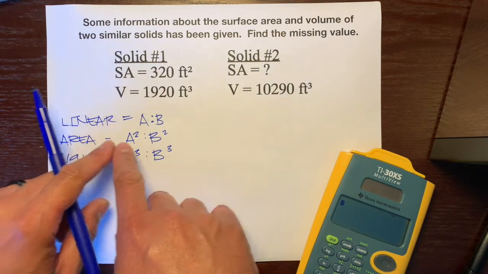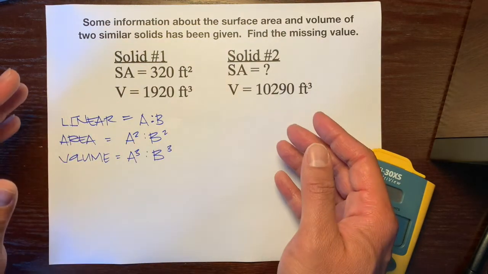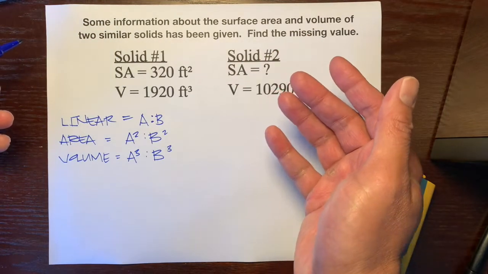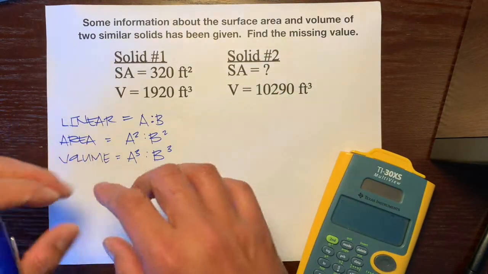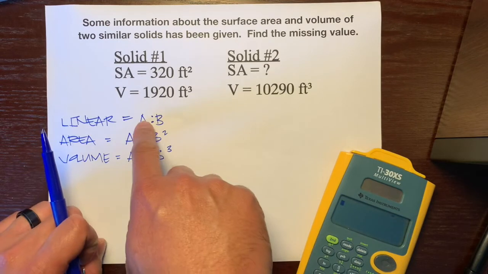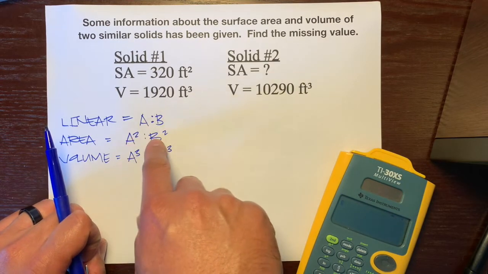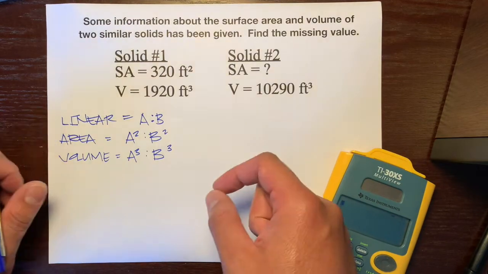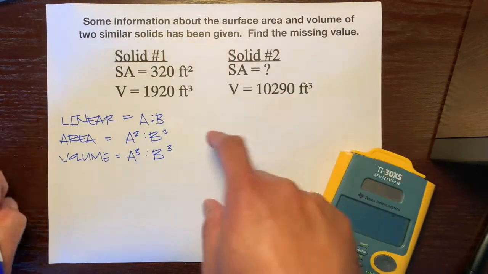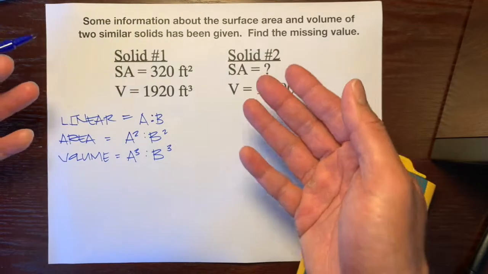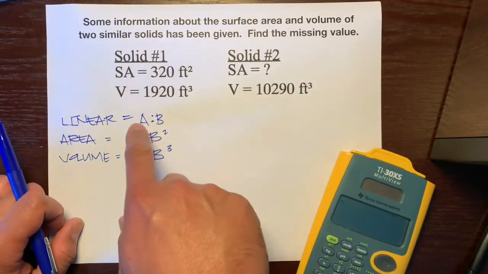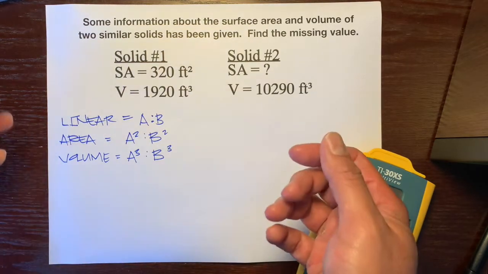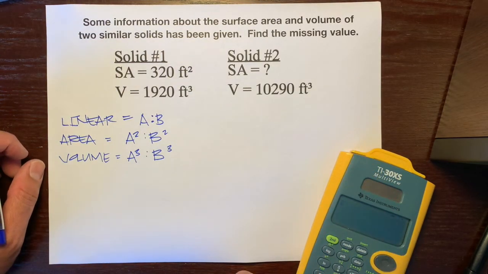The area scale factor is how the areas change between the two solids. An easy way to remember this is that area is how many squares fit on the surface, so you take the linear scale factor and square it. Volume is how the volume changes as you change the linear scale factor. A quick way to remember that is you take the linear scale factor and cube it, because that's how many cubes fit inside of the solids.